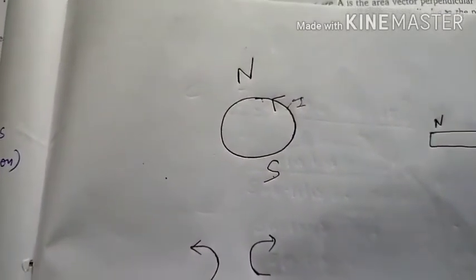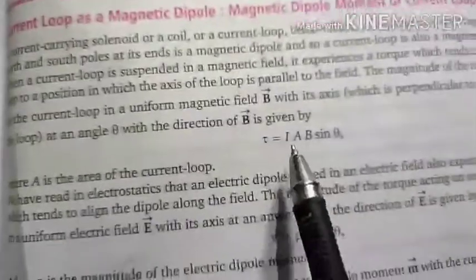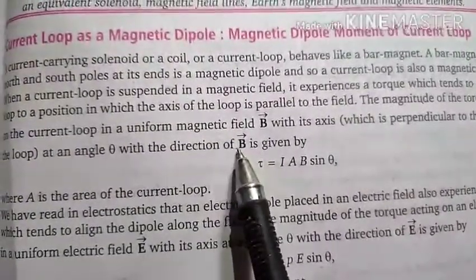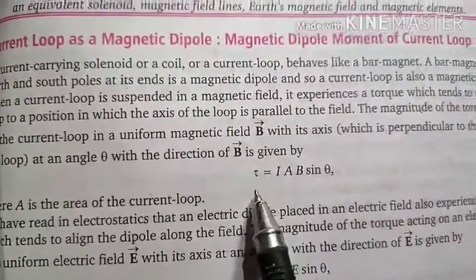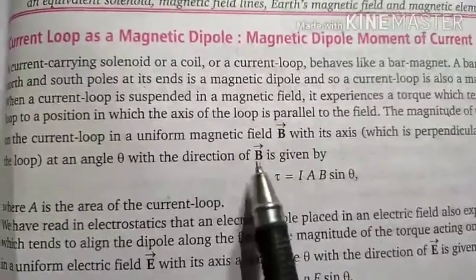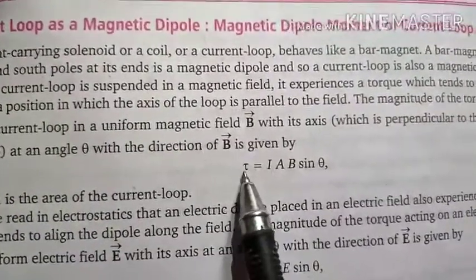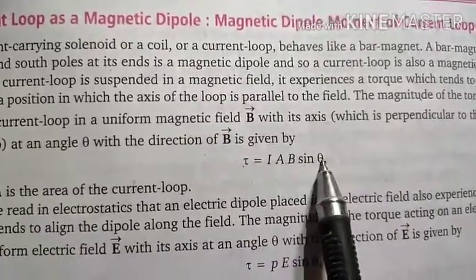Now we want to measure this magnetic dipole. What is the value of this magnetic dipole? What is the formula of magnetic dipole? We know that if we have a current carrying loop and you place it in a magnetic field, then it will experience a torque. If you place it in between the magnets, then it will experience a torque. That torque is given by the formula tau equals IAB sine theta.